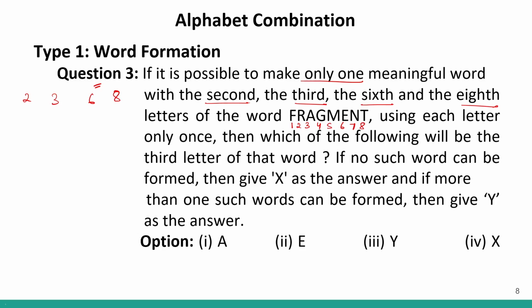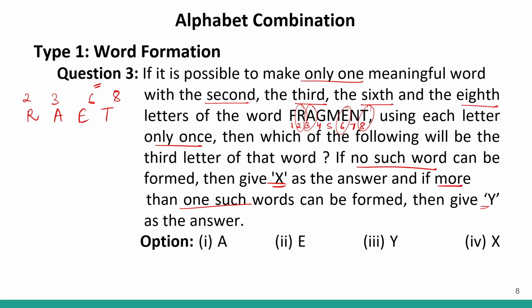Now, if I look over here, second is R, third is A, then we have sixth position which is E, and we have eighth position which is T, right? We have to make one meaningful word using each letter only once. Then which of the following will be the third letter of that word? If no such letter is formed, we mark X, and if more than one is formed, we mark Y.